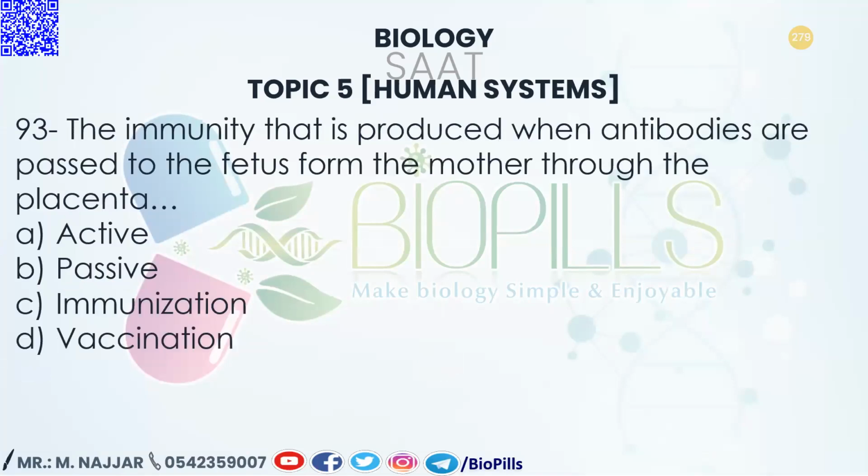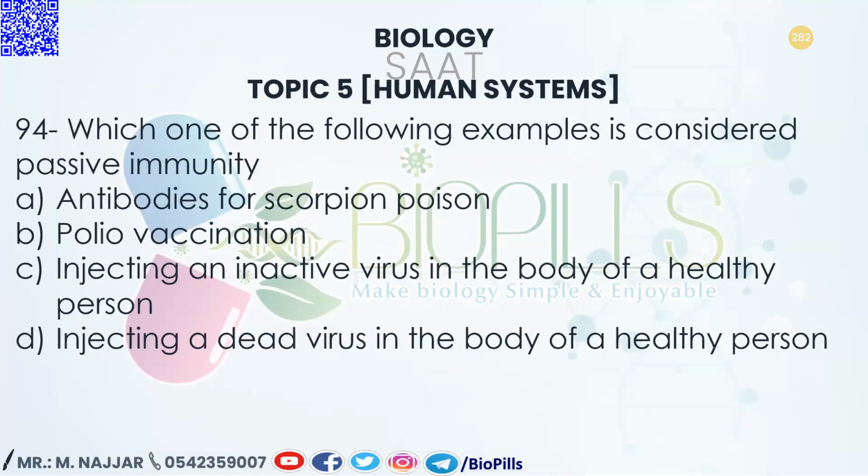The immunity that is produced when antibodies are passed to the fetus from the mother through the placenta, the fetus didn't make anything, so it is a passive immunity. Perfect. Which one of the following examples is considered passive immunity? It is not B actually. Vaccination is active. Any vaccination is active immunity. The correct answer is A, antibodies for scorpion poison, because they were extracted from another organism, so it is passive.